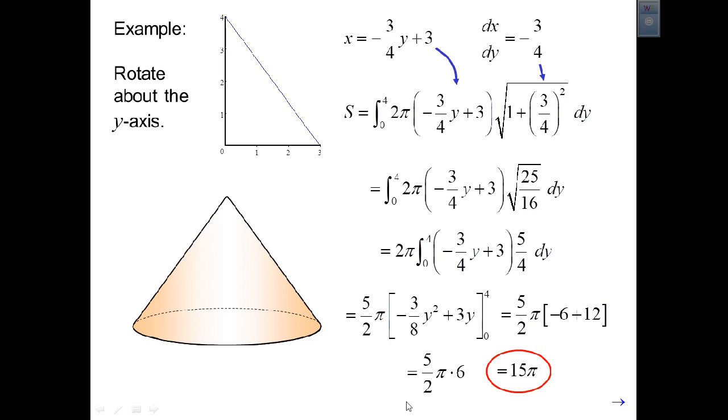But the biggest thing I want you to focus on is how the setup goes. Setting the thing up. So if you're rotating around the y-axis, you're going to integrate with respect to y. If you're rotating around the x-axis, you're going to integrate with respect to x.